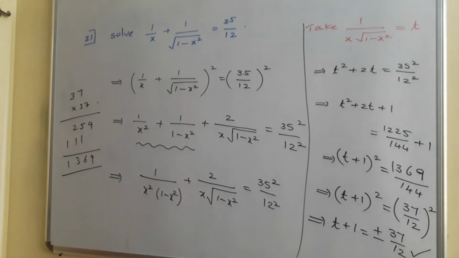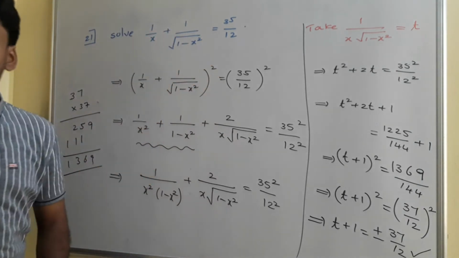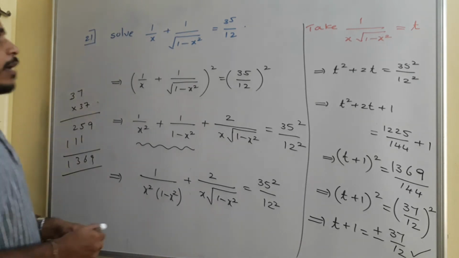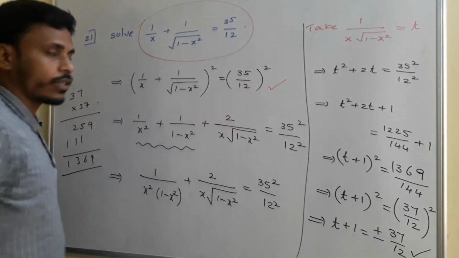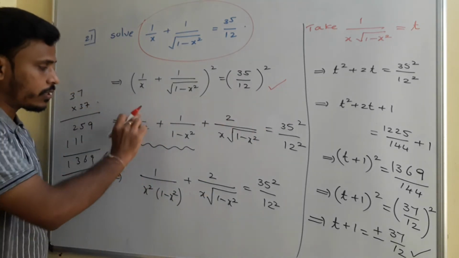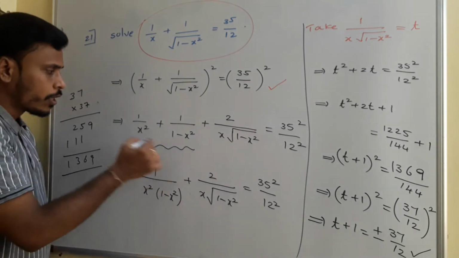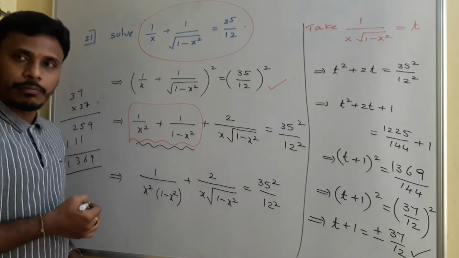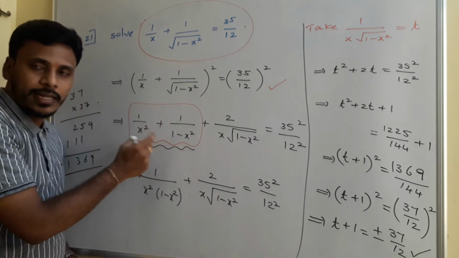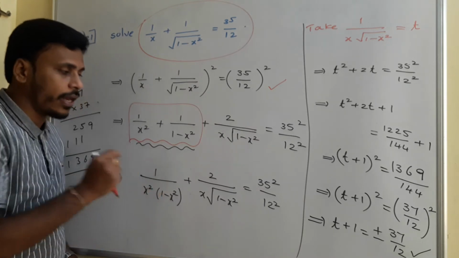So once again, just have a look before erasing. This is the problem we need to solve: 1 by x plus 1 by root of 1 minus x square is 35 by 12. To solve this particular problem, just do square on both sides. Here (a plus b) whole square is a square plus b square plus 2ab, and that is (35 by 12) whole square. When you simplify these two terms, you need to take some LCM type of simplification. You get it as 1 by x square into 1 minus x square.